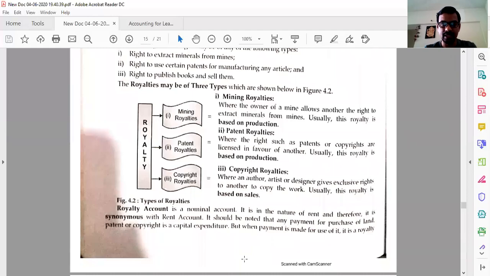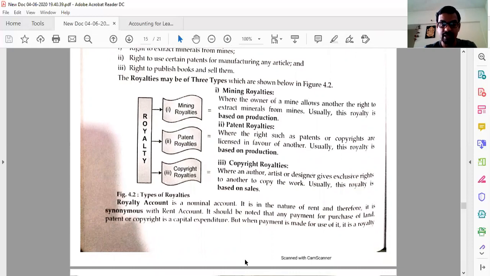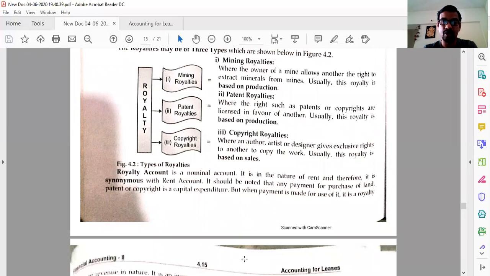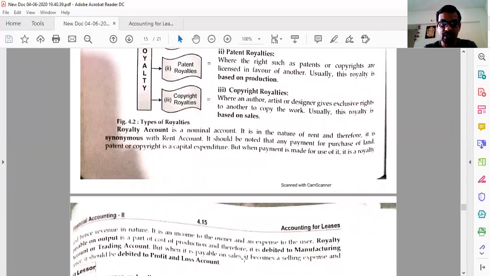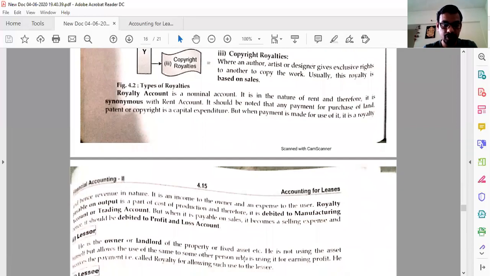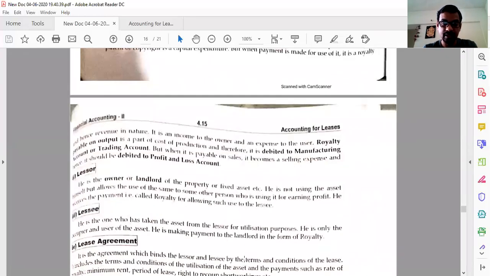Number one is the mining royalty, where the owner of a mine allows another the right to extract mineral from mines. Usually this royalty is based on auction. Patent royalties, where rights such as patents or copyright are licensed in favor of another. Usually this royalty is also based on the auction. And third, the copyright royalties, where an author, artist, or designer gives exclusive rights to another to copy the work. Usually this royalty is based on the sales. Understood? So in this way, these are the types of royalty.